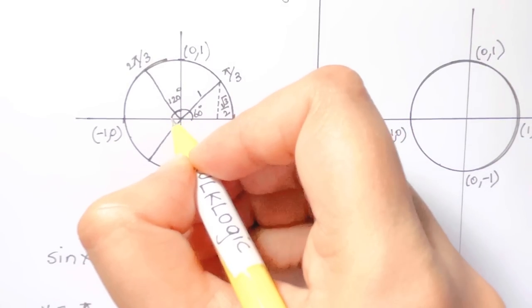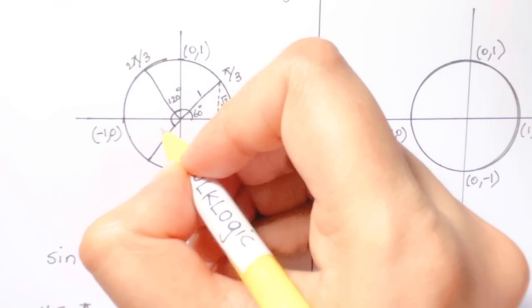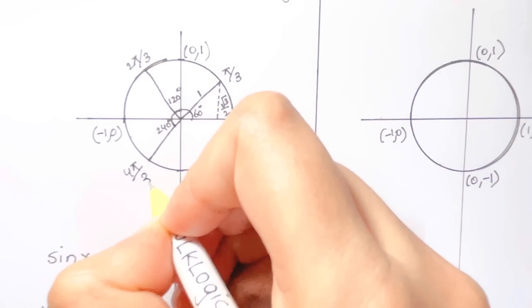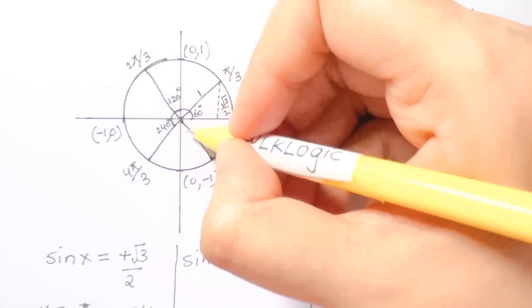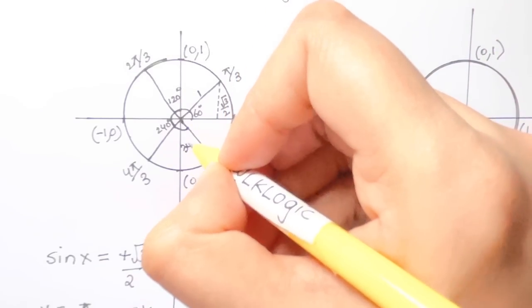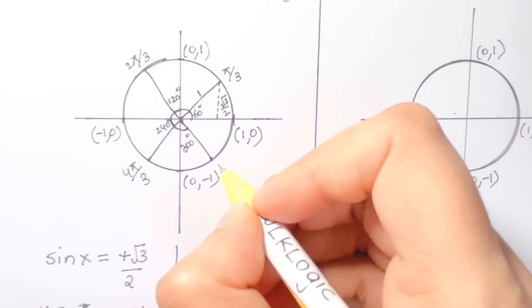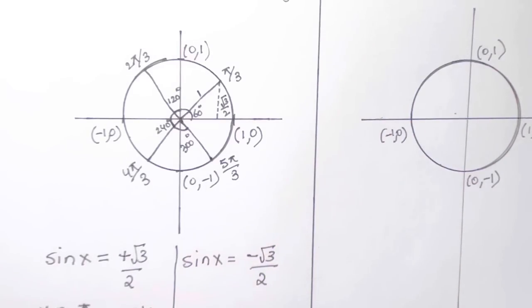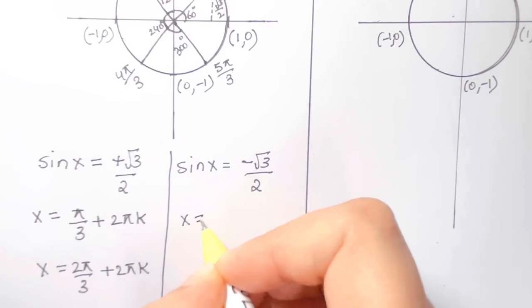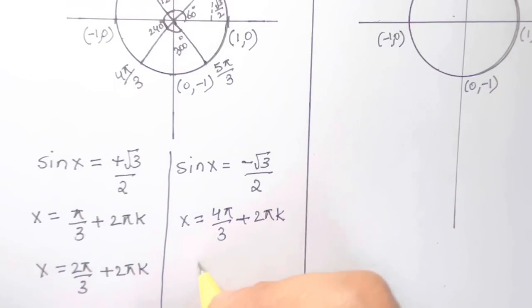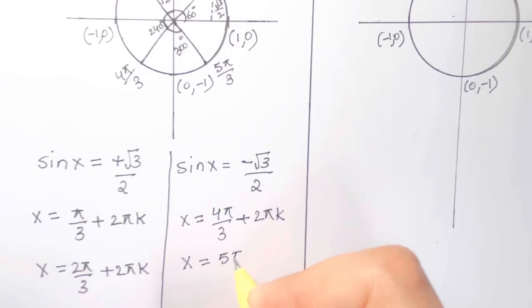So we have 180 plus 60, that's equal to 240 degrees. And in radians, it is 4π/3. And the next angle is 360 minus 60, which is equal to 300 degrees. And in radians, that is equal to 5π/3. So we have two values, x is equal to 4π/3 plus 2π constant, and another is x is equal to 5π/3 plus 2π constant.